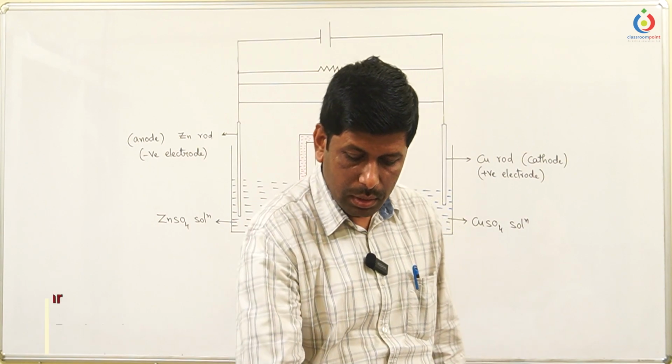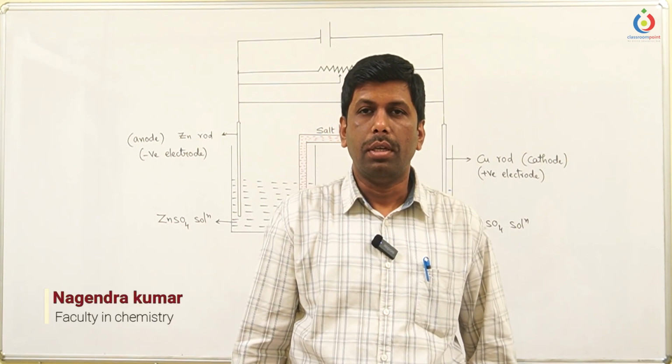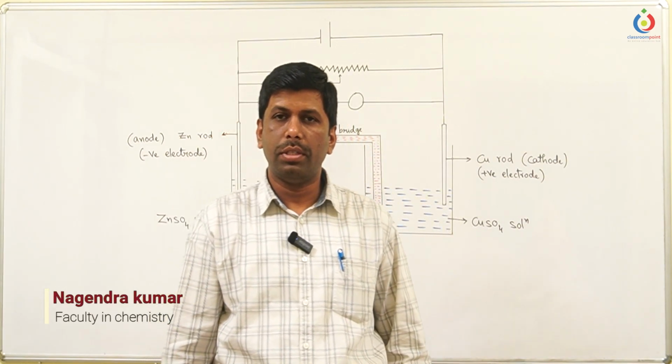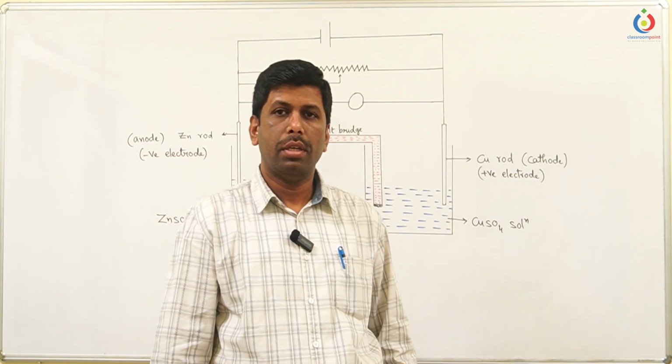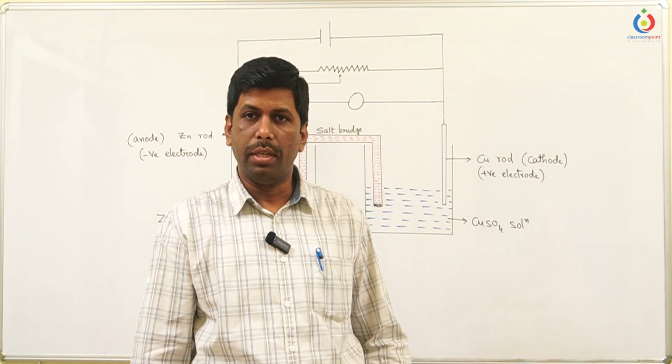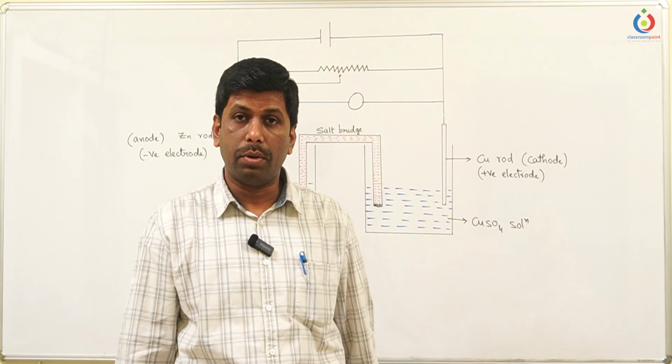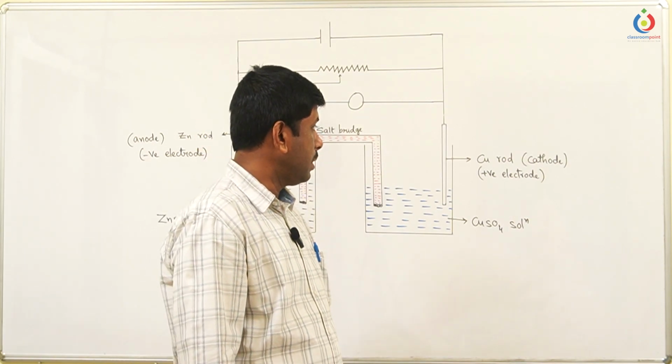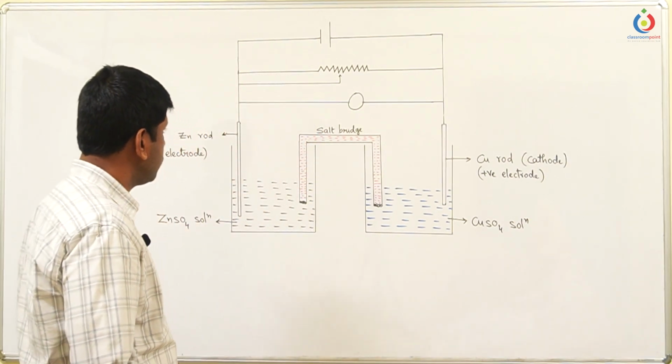In today's class, we are going to discuss electrochemical cells, in which we will discuss one of the electrochemical cells, the Daniell cell, the first part of electrochemistry. Now let's begin: what is an electrochemical cell?